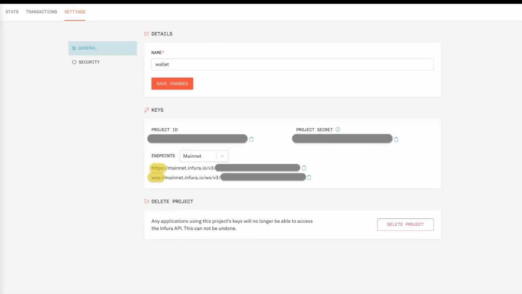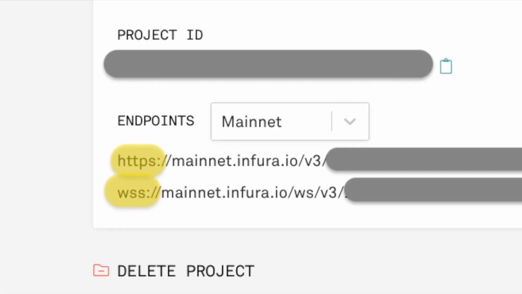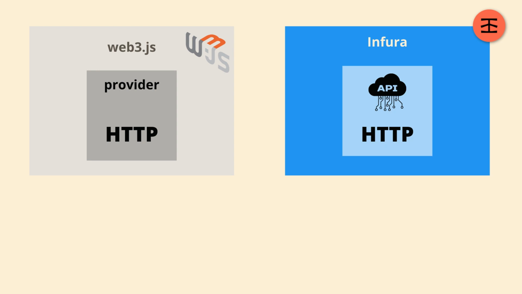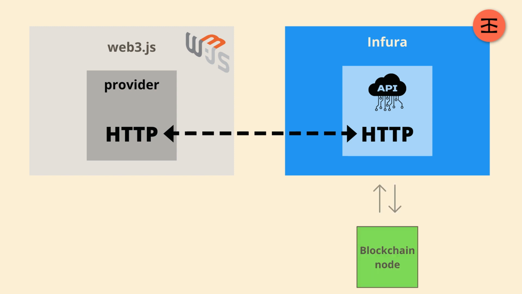If you sign up for Infura, it will have the HTTP and WebSocket endpoints. So what happens is, web3.js uses the provider to talk to the Infura API via the HTTP endpoint. And this API listens for HTTP requests and then connects us to their blockchain node. So web3.js really is just a wrapper around the HTTP endpoint. You can use web3.js in your Node.js application to connect to a blockchain node. Let's look at an example.